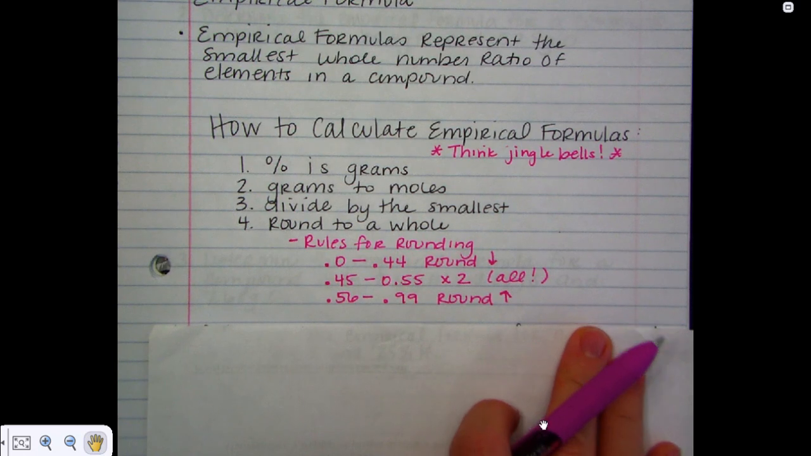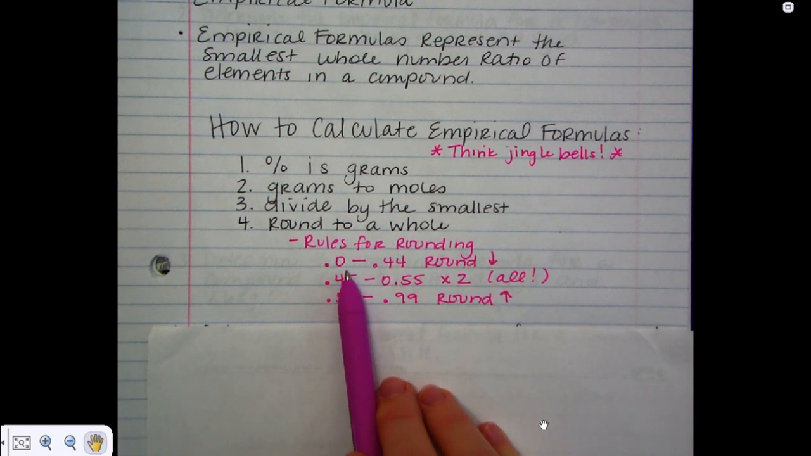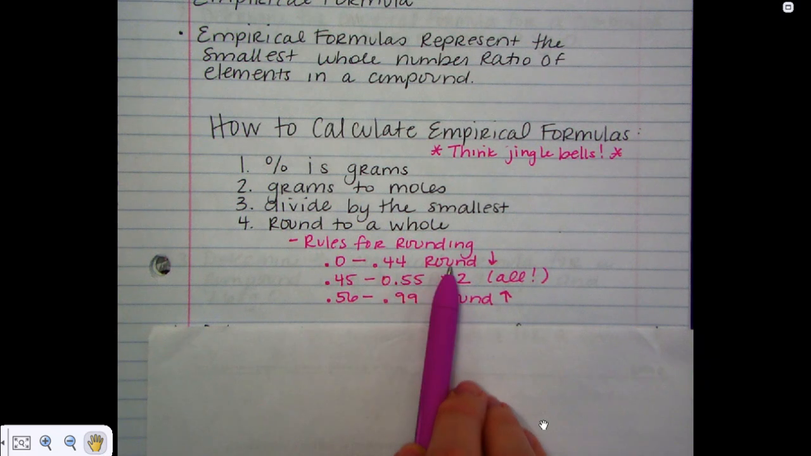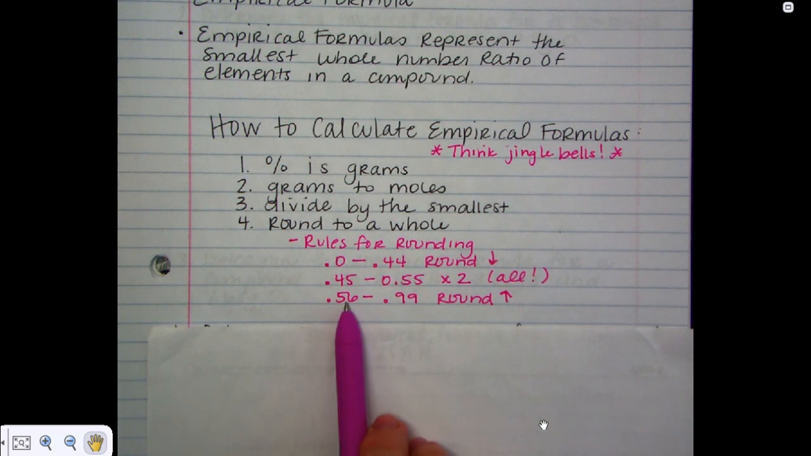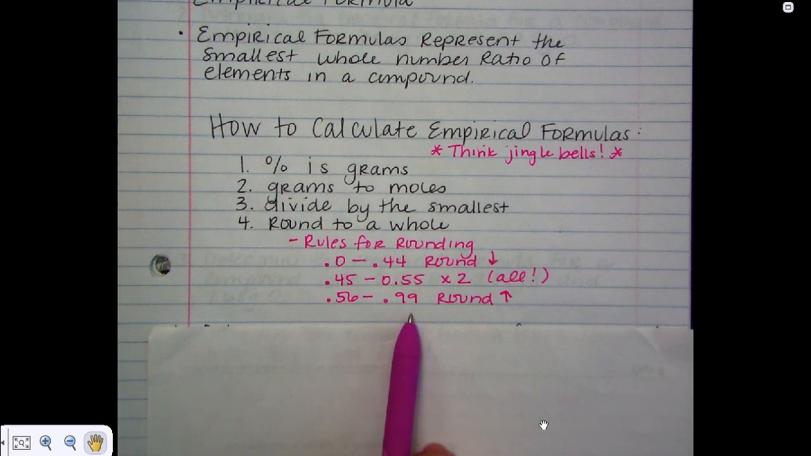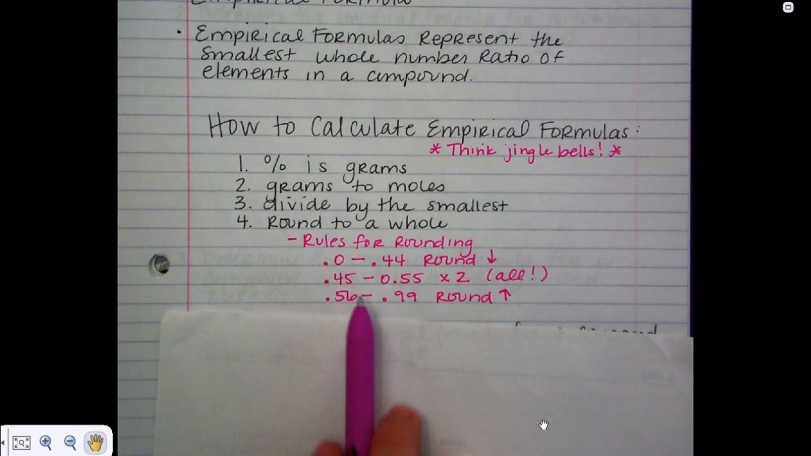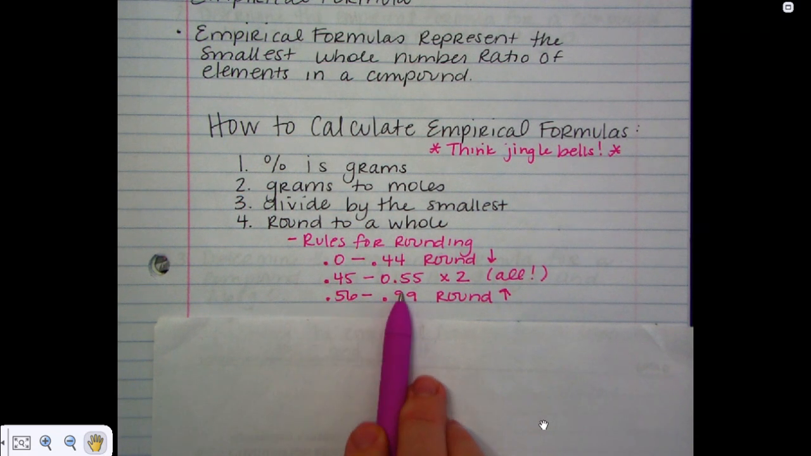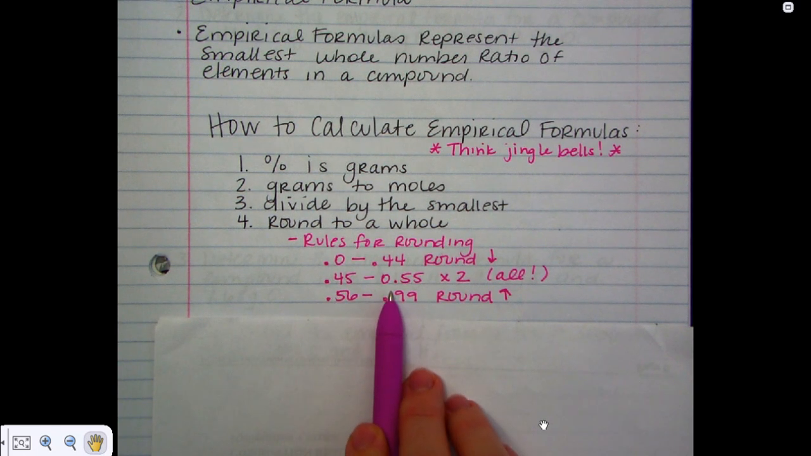So here are your rules for rounding. If your decimal ends between 0.01 and 0.44, you're going to round down to the nearest whole number. So if it's like 2.25, you round down, you call it 2. If it's 2.44, you round down, you call it 2. If the decimal is between 0.56 and 0.99, you round up. So 2.56 becomes 3, 2.88 becomes 3. But in that middle section, 0.45 to 0.55, we can't just round.